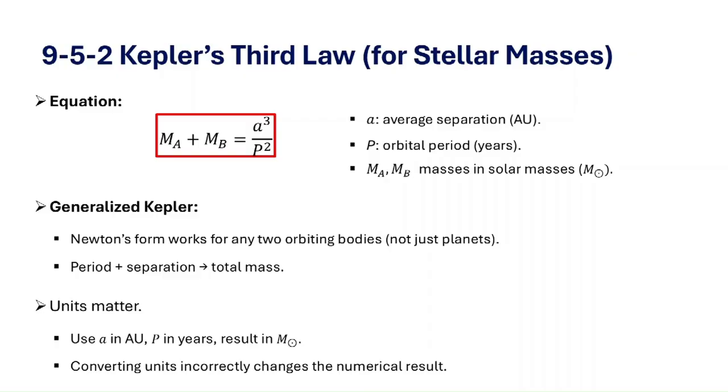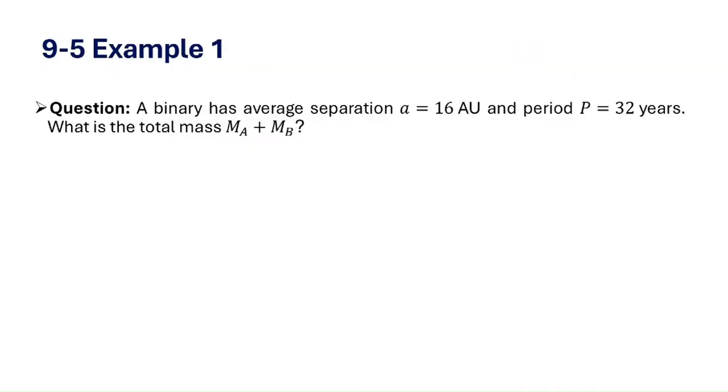Alright, now let's work through an example step by step so you can see exactly how the numbers play out. Suppose we have a binary star system with an average separation of A equals 16 AU, astronomical units, and an orbital period of P equals 32 years. Now the question is, what is the total mass MA plus MB of the system in solar masses?